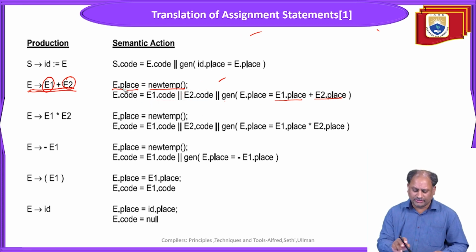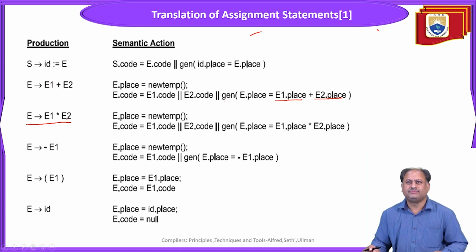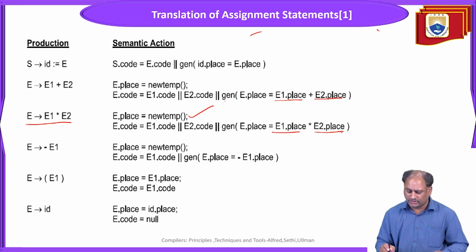In a similar way, the star operation for E derives E1 star E2. Now we have to take one temporary, say a new temp, and we are going to hold the place value of both the variables E1, E2 and the code E dot code that is to be generated by applying the gen function, and then we are going to get the result that is assigned to the left hand side of the expression.